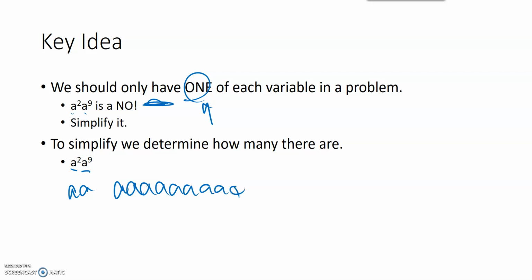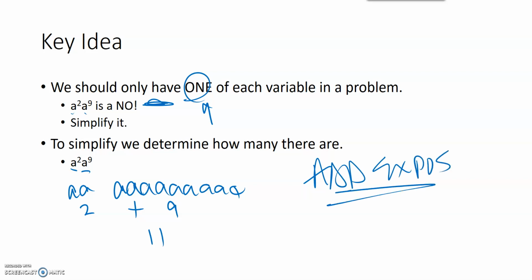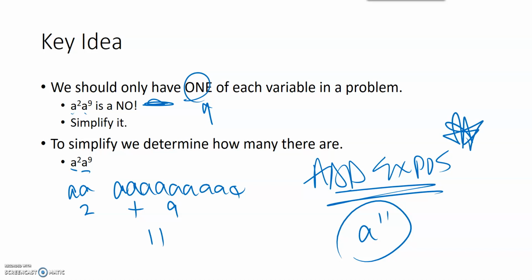So if we look here, we have 2 and then 9. Total, we have 11. So what we've done is we have added the exponents together. That's the key here. And the final answer we would have on this really simple problem is a to the 11th. Okay? So again, key idea is that we are adding exponents together when they have the same base. That means the same variable.